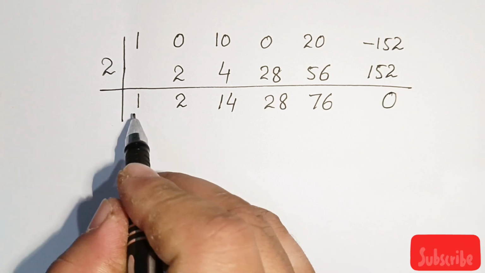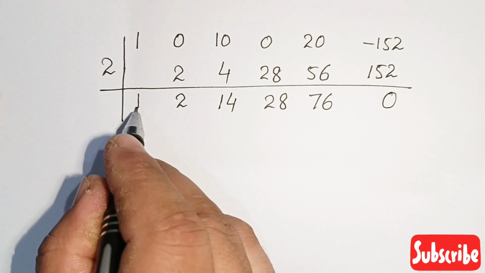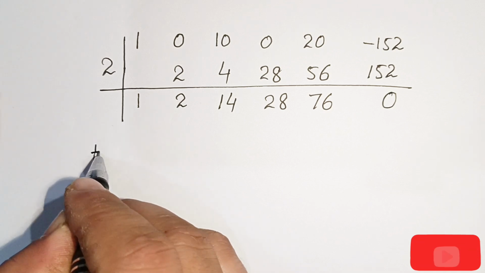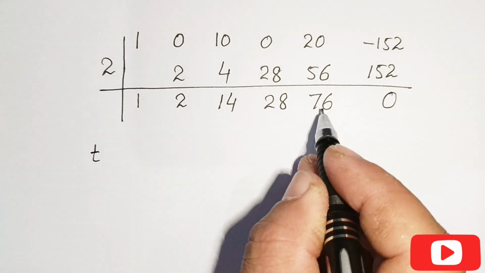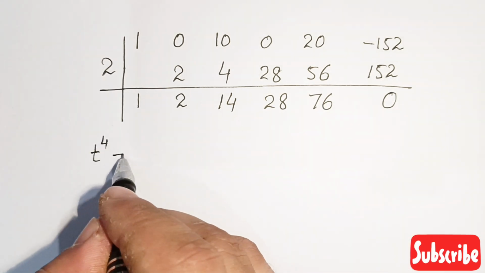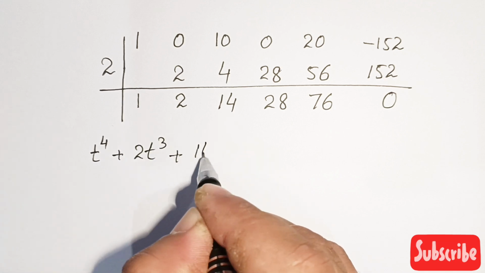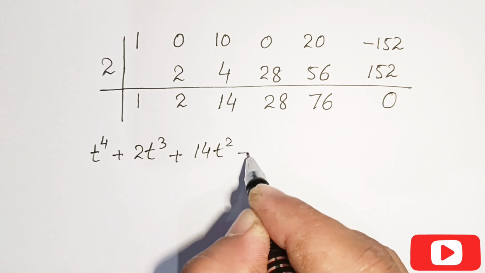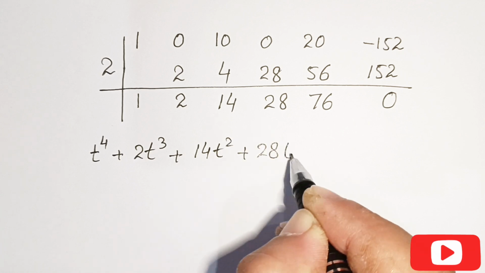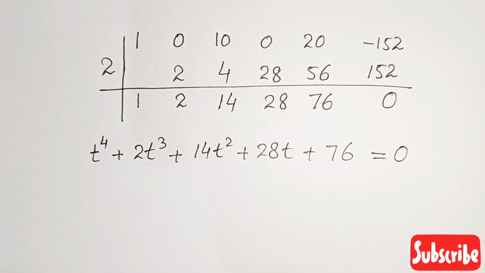Now here we have these terms. Now if we just write here the coefficients, 1 t to the power 1 2 3 4 5, we have to start the exponent from 4. So t to the power 4 plus 2t cubed plus 14t squared and again plus 28t and plus 76, which is equal to 0.